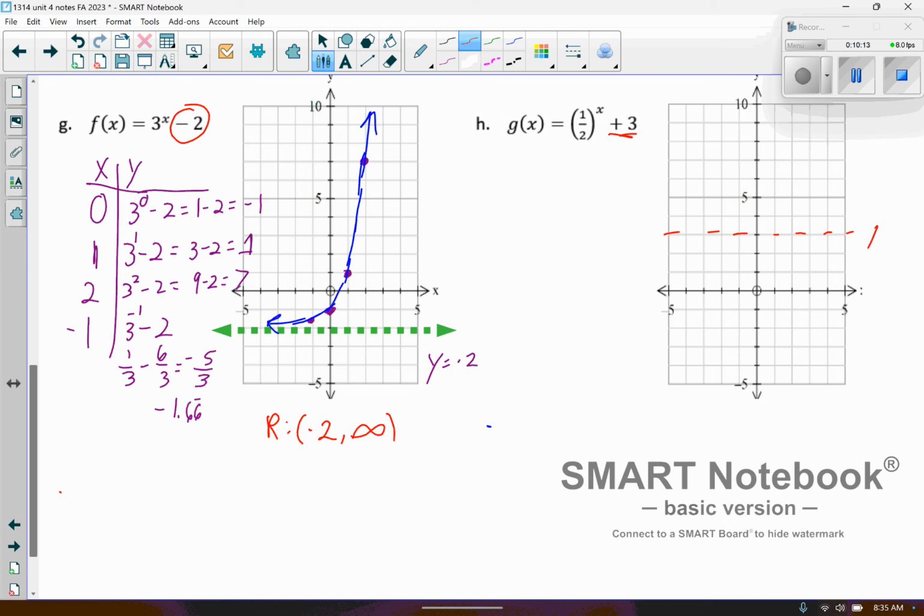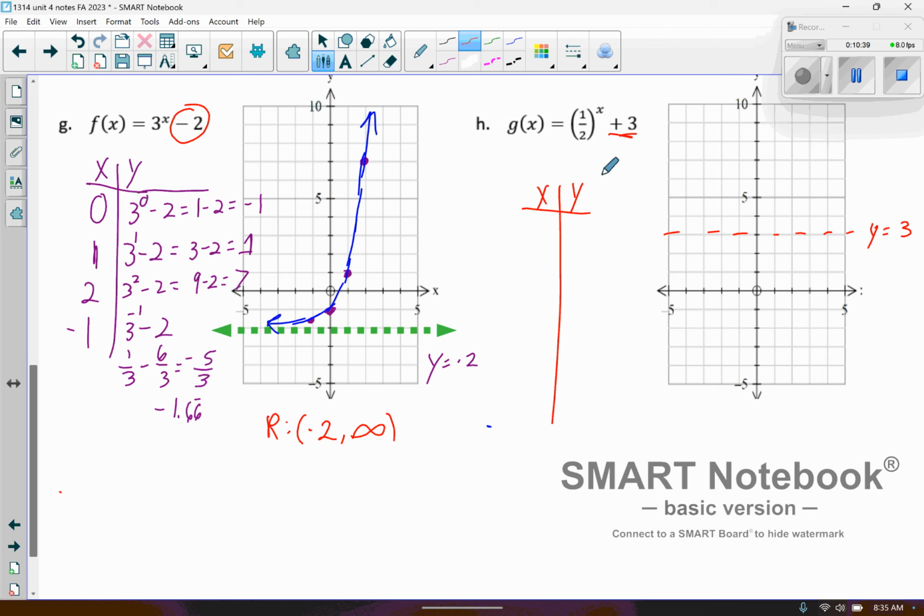Here's where my horizontal asymptote is going to be, at y equals 3. And also, if you are using MyMathLab, you have to plot your asymptote on the graph, and it needs to be a dashed line. So just be aware that that's part of the process. Okay, so we need to find a couple points, and so you kind of want to pick some friendly points. We don't want to get too crazy.